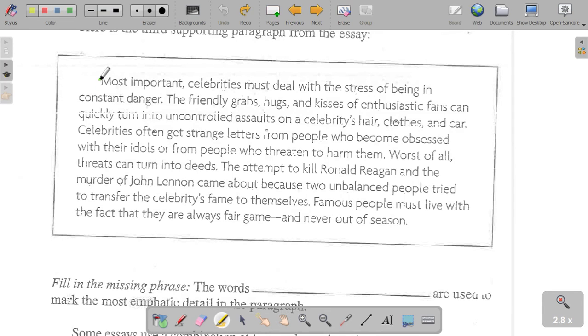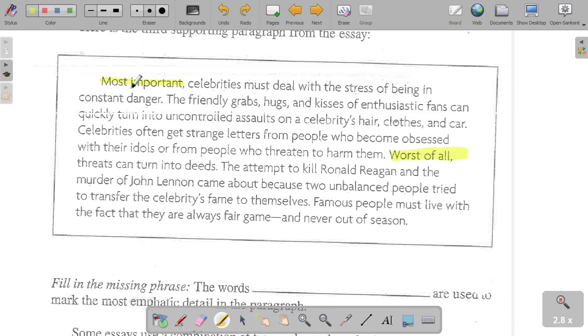Most important, celebrities must deal with the stress of being in constant danger. The friendly grabs, hugs, and kisses of enthusiastic fans can quickly turn into uncontrolled assaults on a celebrity's hair, clothes, and car. Celebrities often get strange letters from people who become obsessed with their idols or from people who threaten to harm them. Worst of all, threats can turn into deeds. The attempt to kill Ronald Reagan and the murder of John Lennon came about because two unbalanced people tried to transfer the celebrity's fame to themselves. Famous people must live with the fact that they are always fair game and never out of season.